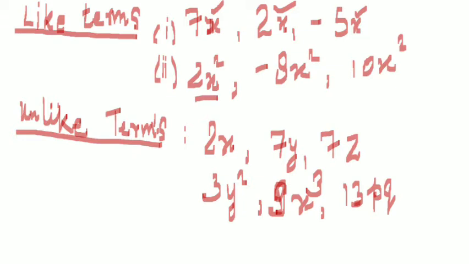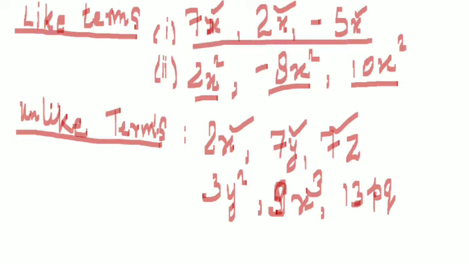In the same way here, 2x square, minus 8x square and 10x square. Here the variable x square is the same in all these three parts. While in unlike terms, the variables are different. So these were all examples of like terms and unlike terms. As I told you, only like terms can be simplified. Suppose we need to add these terms. So how to simplify this? Let's start.